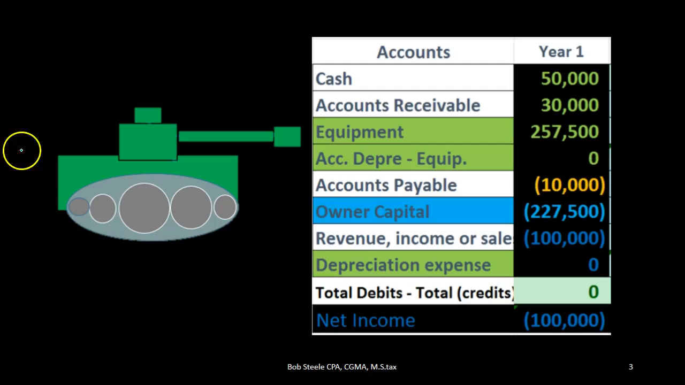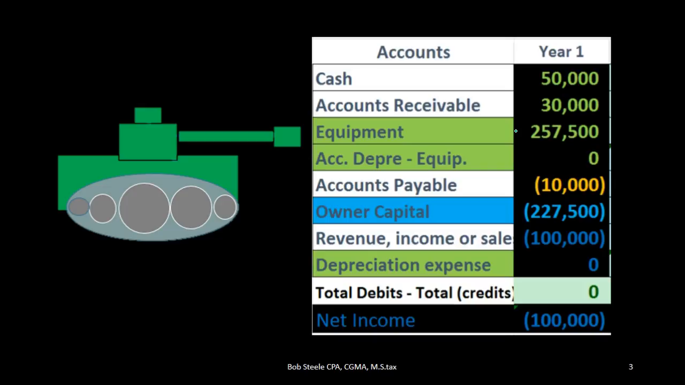We will use an example depreciating a tank. This is a tank that we're going to be using within our business in order to help us generate revenue in the future. Our assumption is that we purchased that tank, we put it on the books for the $257,500 purchase price. Of course, we didn't expense it. We put it on as an asset because it's going to help us generate revenue in the future.